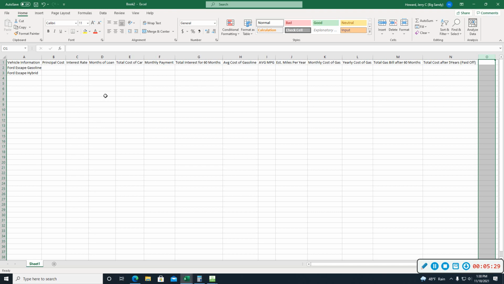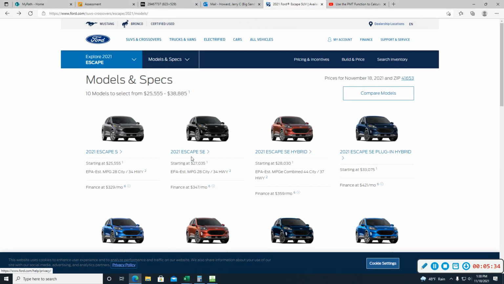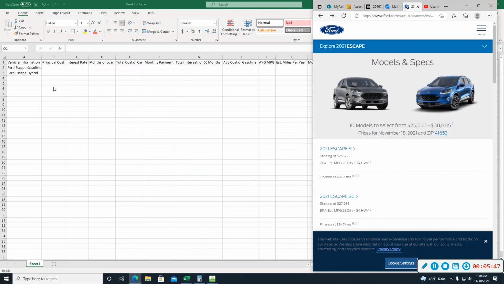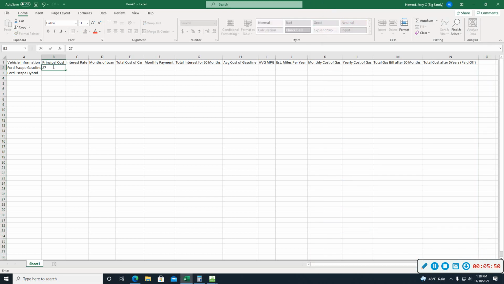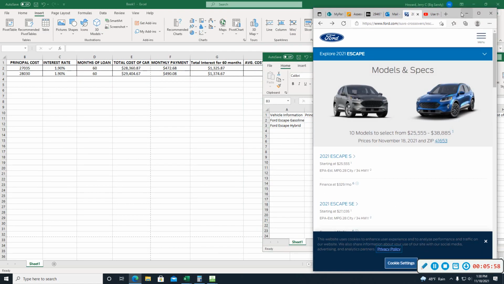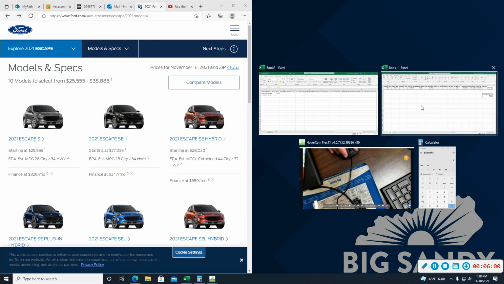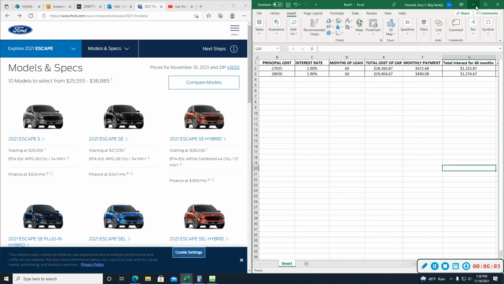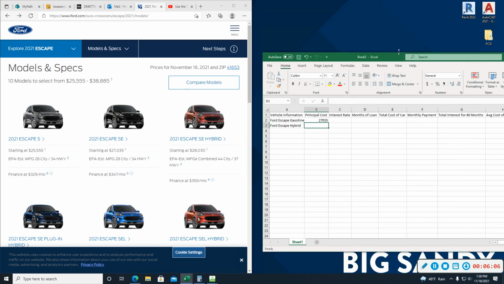So real quick, I want to go in here and look on the internet, and this is an Escape SE, this is gasoline, this one's hybrid. First thing I want to look at is the starting price. I'm just going to put in the starting price, $27,035. So let's minimize that. $27,035. Okay, let me just minimize that just a little bit. Put that over there and put this one. It's not the right one. This is the one I'm doing.